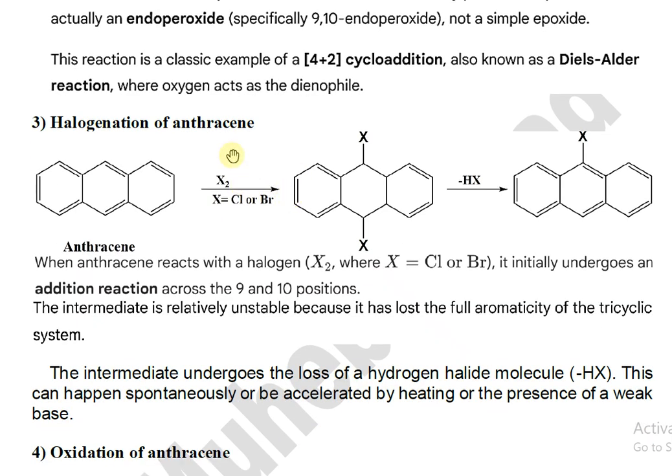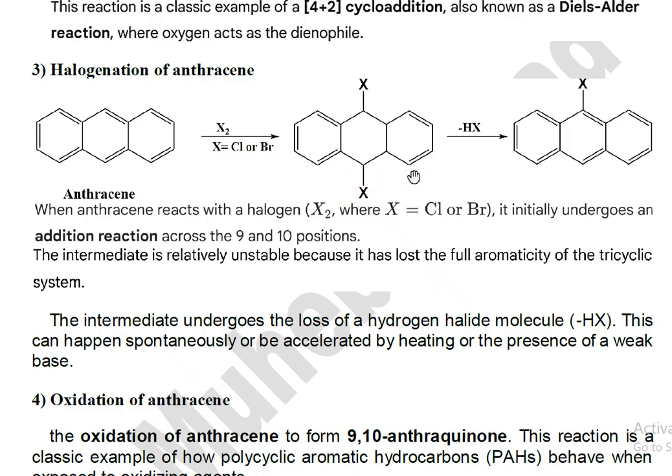Halogenation with Cl2 or Br2 will also happen on positions 9 and 10. If we want to remove one hydrogen and one halogen, that is dehydrohalogenation, so this is the halogenation method. Both of them will be substituted with the halogen. This dehydrohalogenation here is to remove hydrogen and halogen.